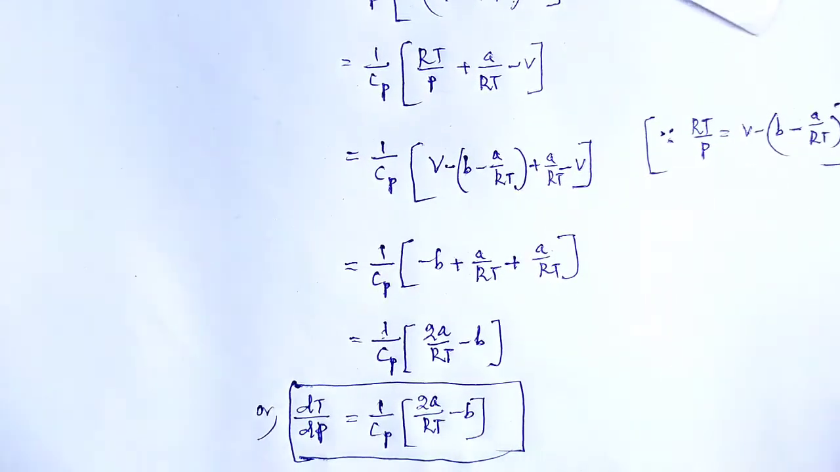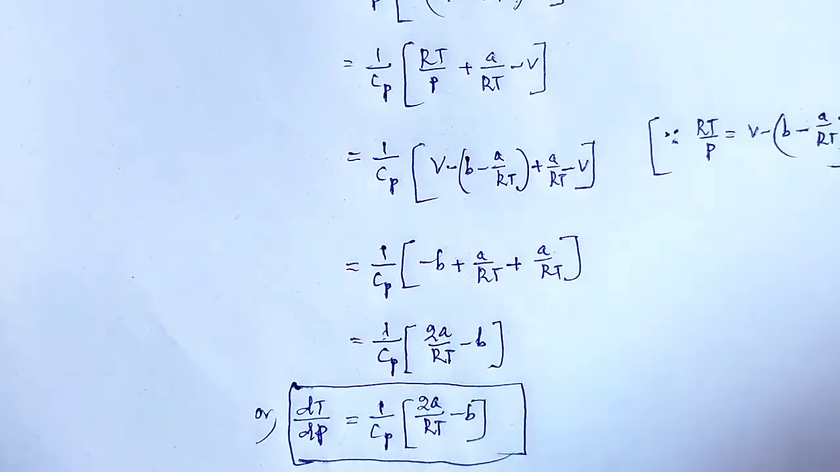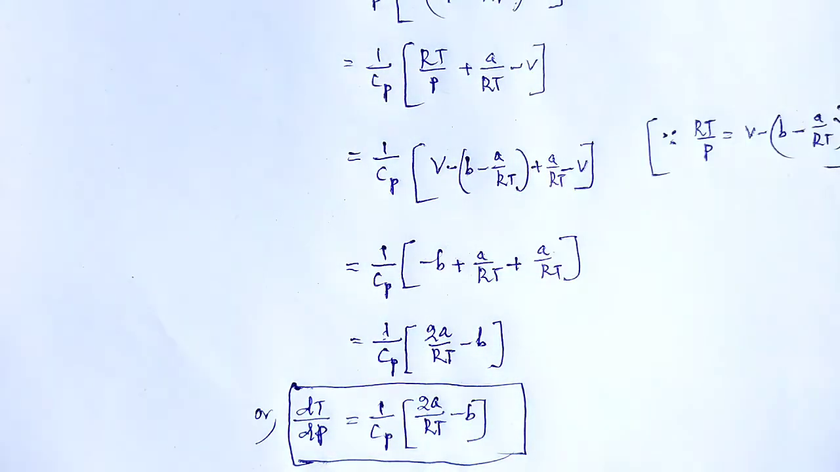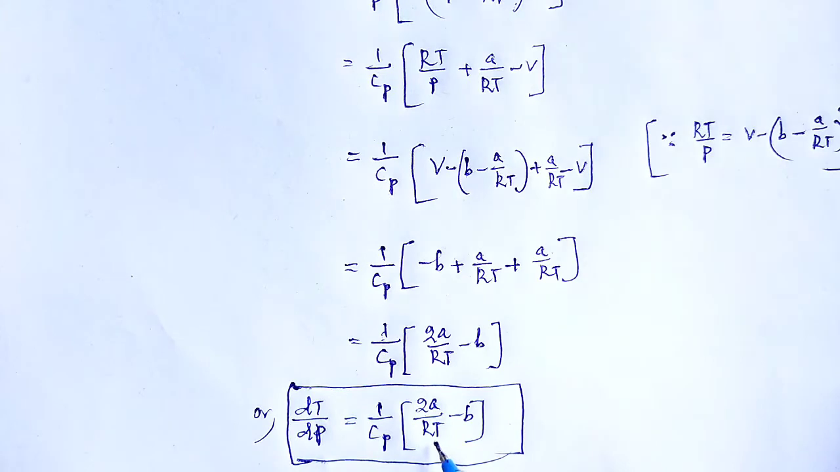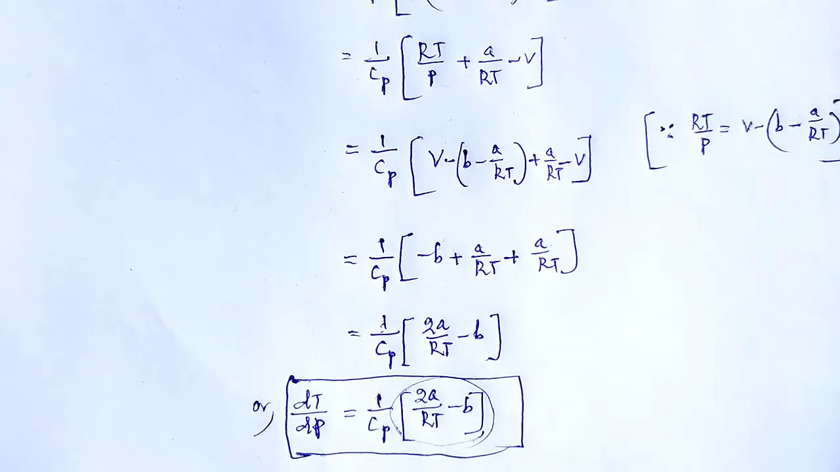Since it is for Van der Waals gas or real gas, there are 3 possible cases we have to find out, as the term 2A by RT minus B is here. There are three possible cases. Maybe that term is positive, maybe that term is negative, maybe that term is 0. Then what are the possible scenarios in each special case?